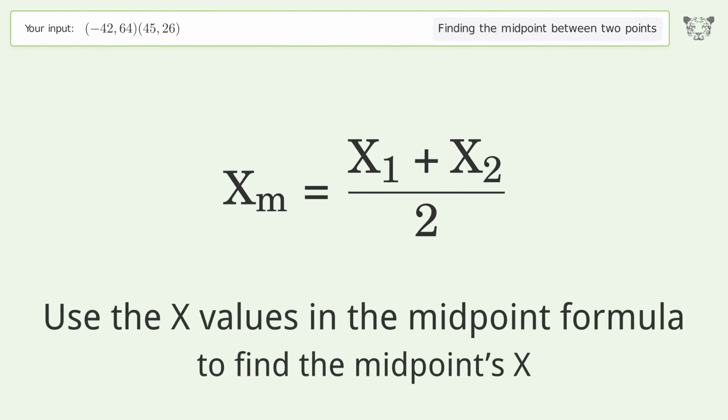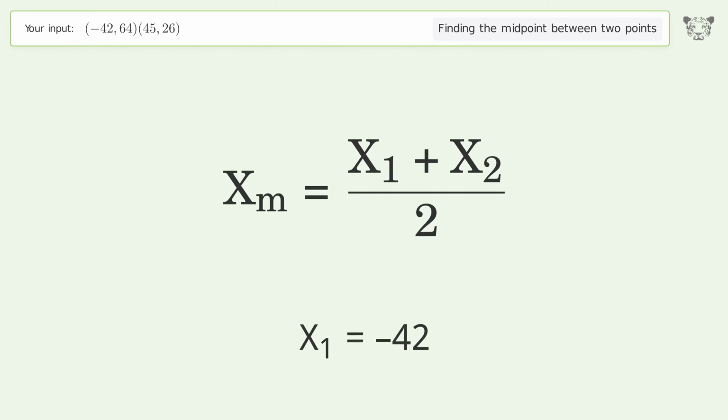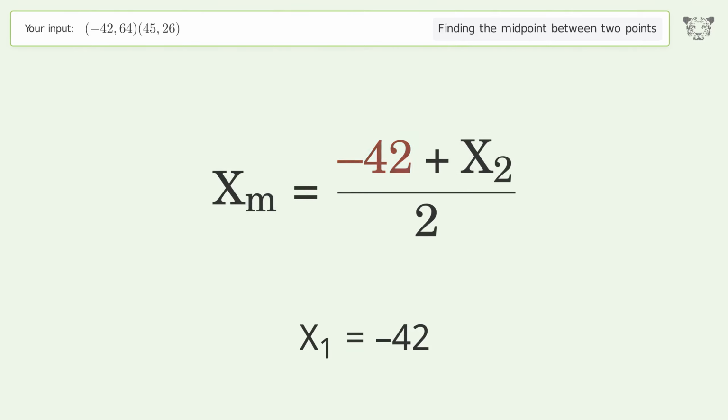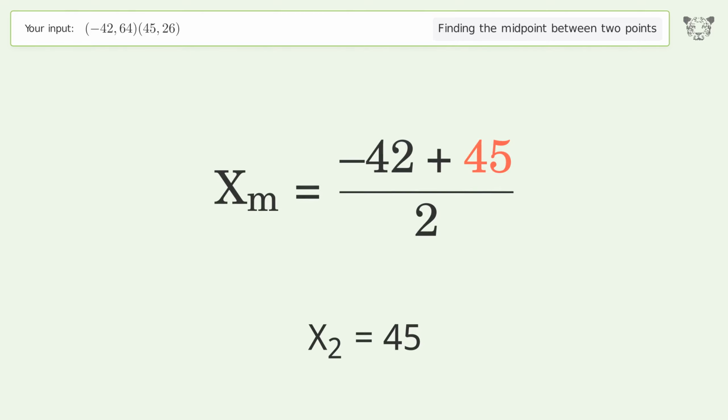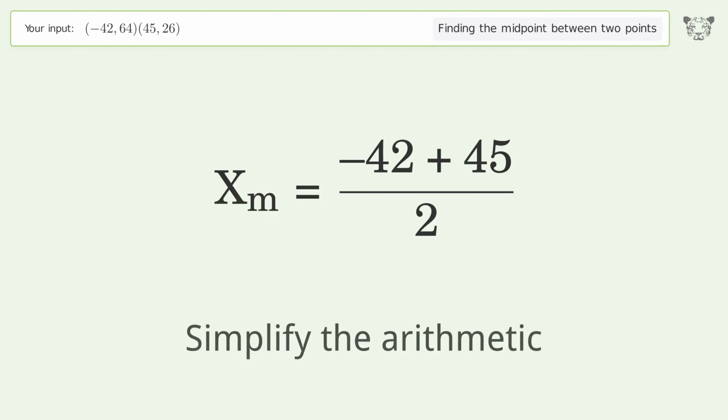Use the x values in the midpoint formula to find the midpoint's x. x1 equals negative 42. x2 equals 45. Simplify the arithmetic.